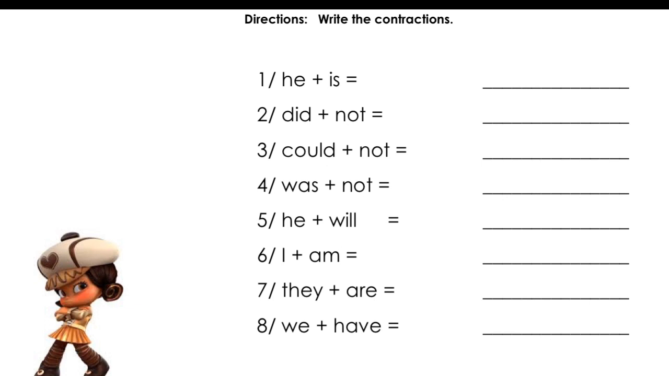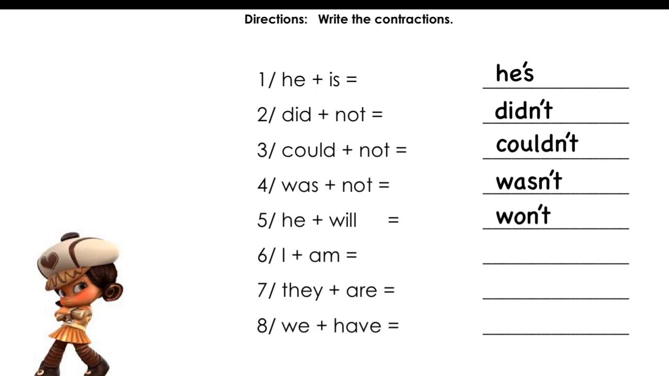Okay, here come the answers. He and is, we take I away, replace it with an apostrophe. Did and not, we take the O away, replace it with an apostrophe. Could and not, we take the O away, replace it with an apostrophe. Was and not, take the O away, replace it with an apostrophe.